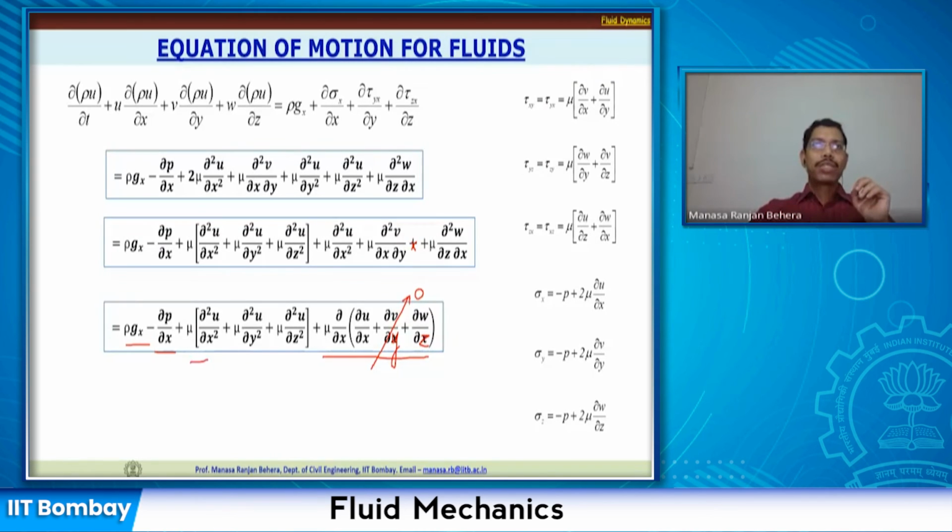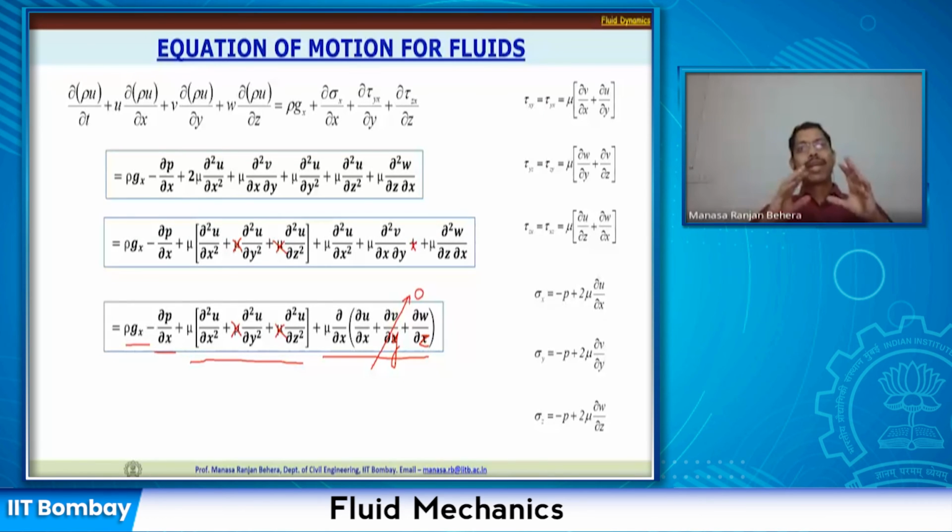Now what we have finally is only this term, which is ρg_x minus ∂p/∂x plus μ(∂²u/∂x² plus ∂²u/∂y² plus ∂²u/∂z²). Again, there is another mistake: this μ should not be there, we have taken it out. All right. So we have this equation which is now going to be considered.